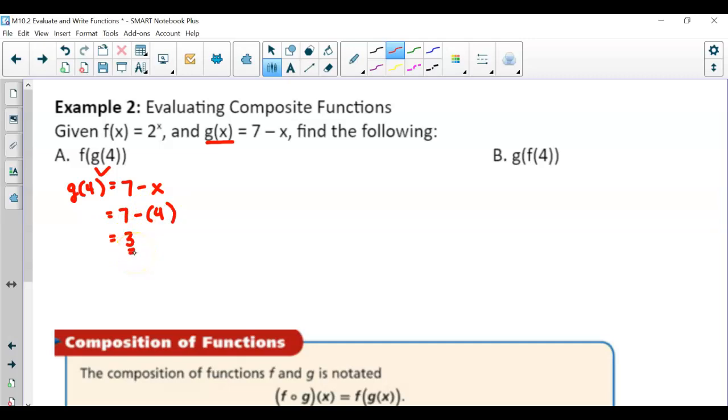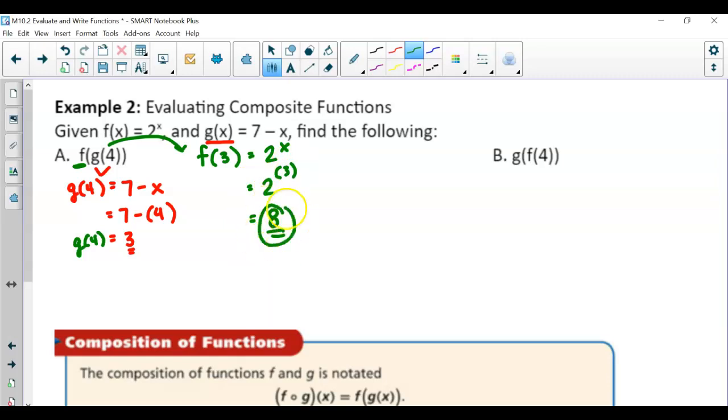But remember, we need to find f of g of 4. If g of 4 is equal to 3, now we need to find f of 3. Here, f of x was 2 to the x. So we've got 2 to the third power, which is equal to 8. So our composite function is equal to 8.